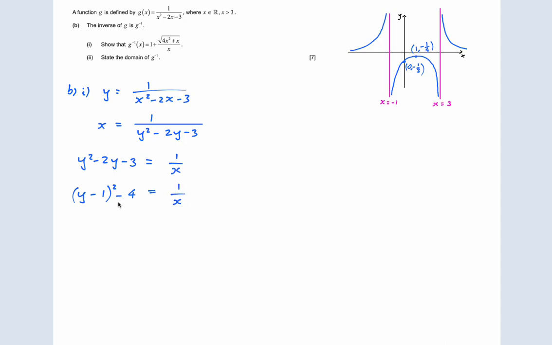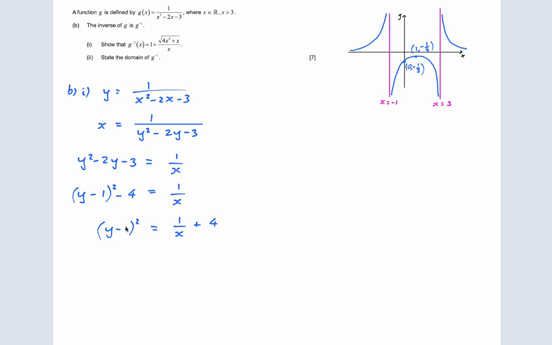Okay, now I just need to make this the subject. Sorry, make y the subject. So I'm going to add 4. So it's y minus 1 squared equals 1 over x plus 4. 1 over x plus 4.